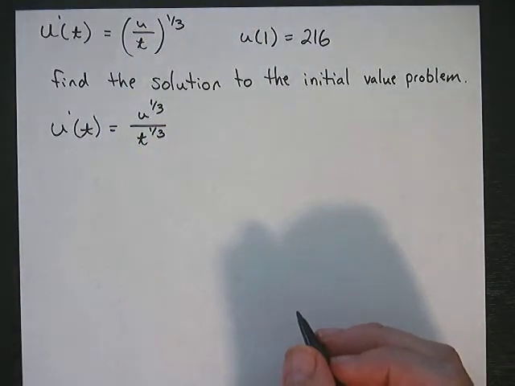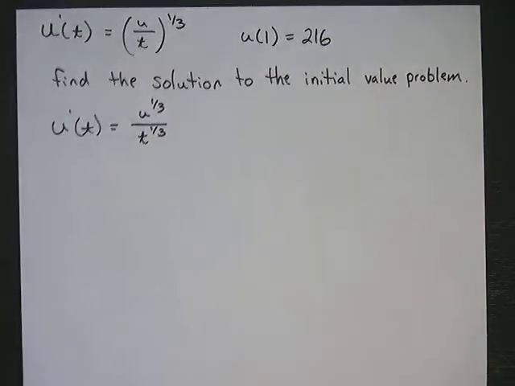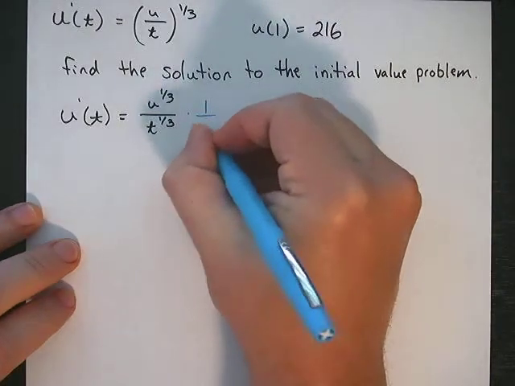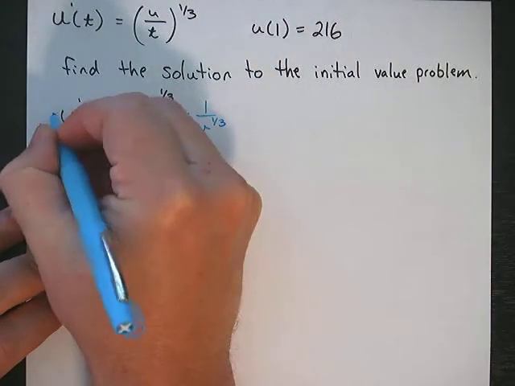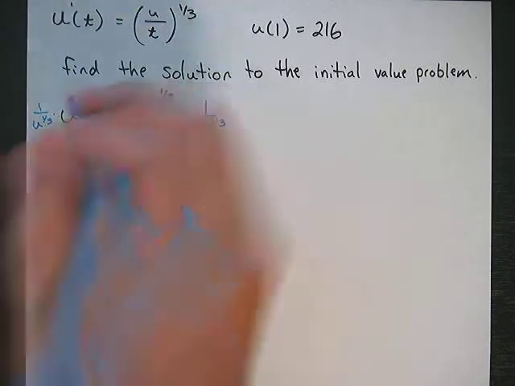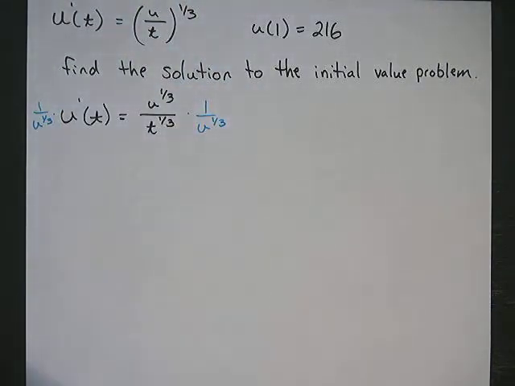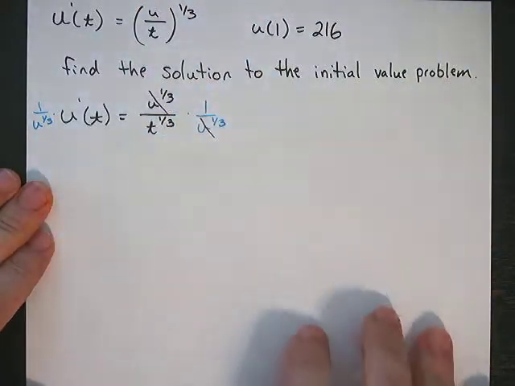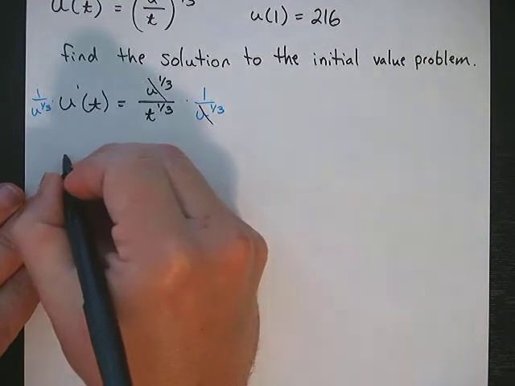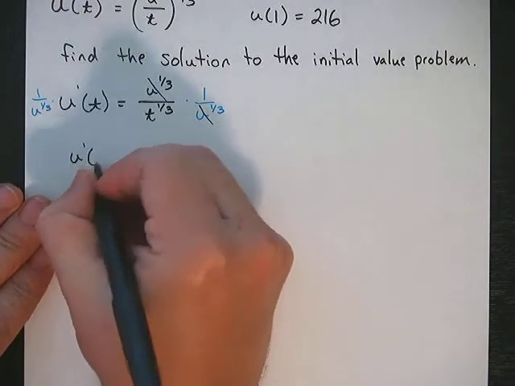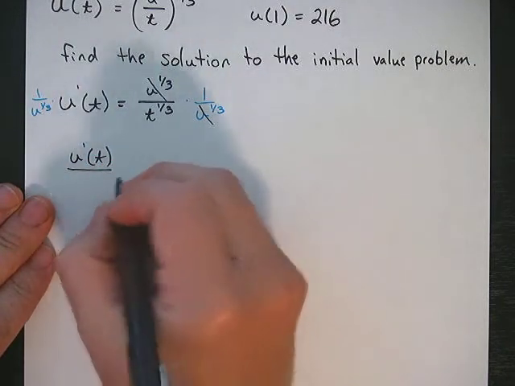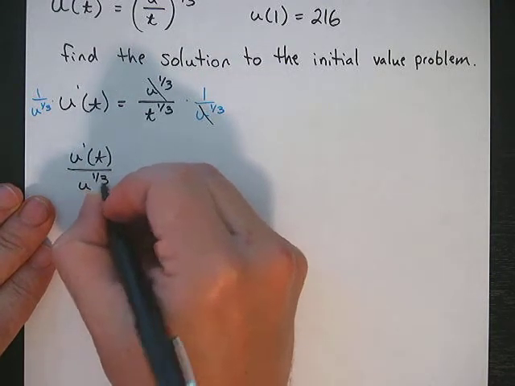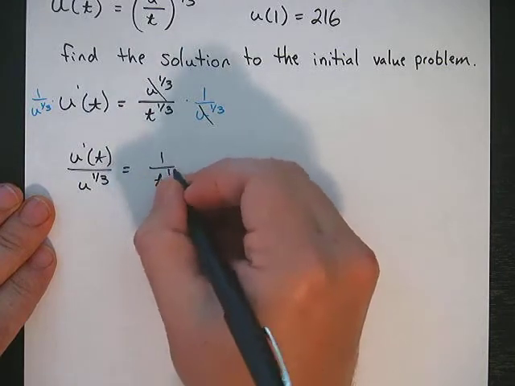Okay, and when I do that, that means now I can multiply both sides by 1 over u to the 1/3, essentially dividing it out because it'll make it cancel on the right side. Now it's over there with the u prime. So we'll get u prime of t, or the derivative of u, divided by u to the 1/3 is equal to 1 over t to the 1/3.